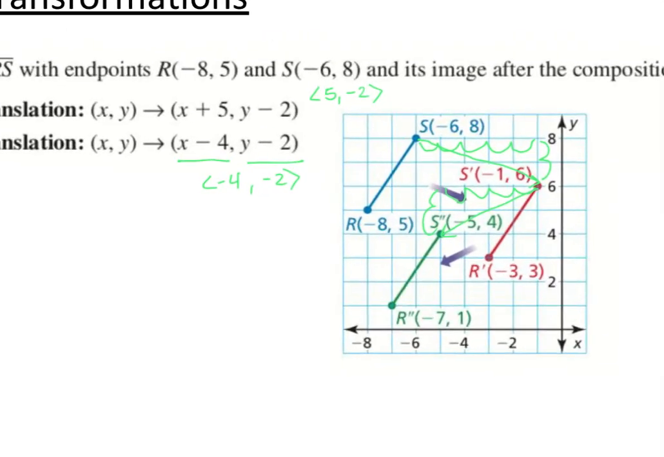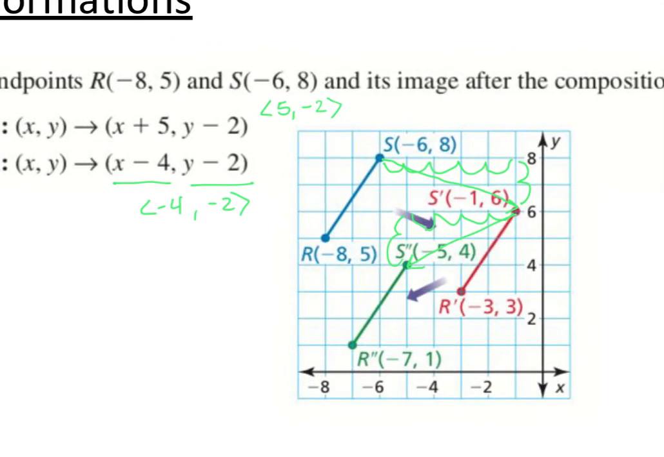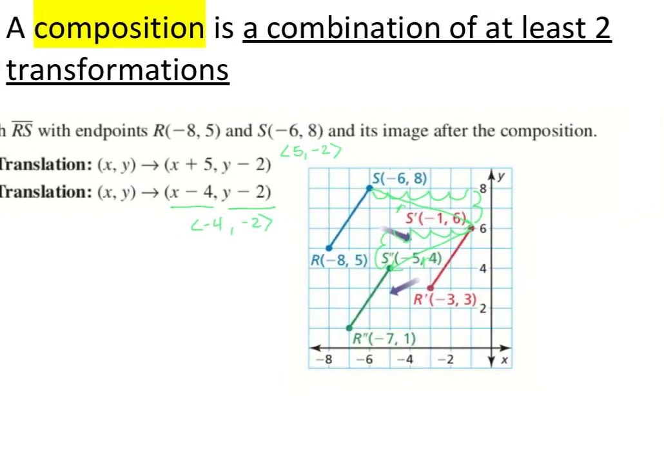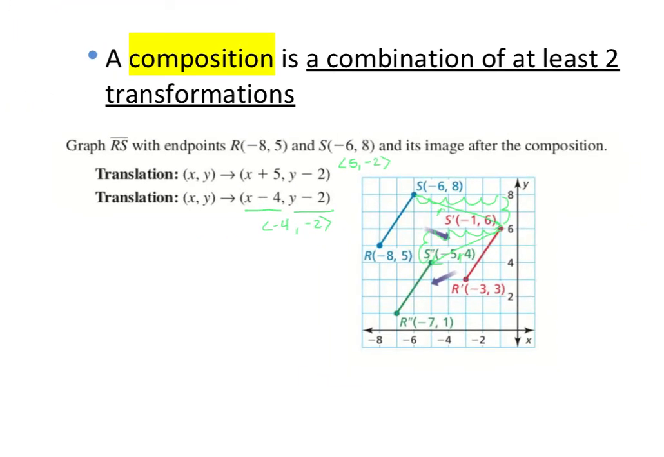Okay? So we've got 2 vectors here. Our first one, which is right here, is 5, -2. That's this one. And our second one here is -4, -2. Okay? So that's what's called a composition. We just moved our image twice. All right?